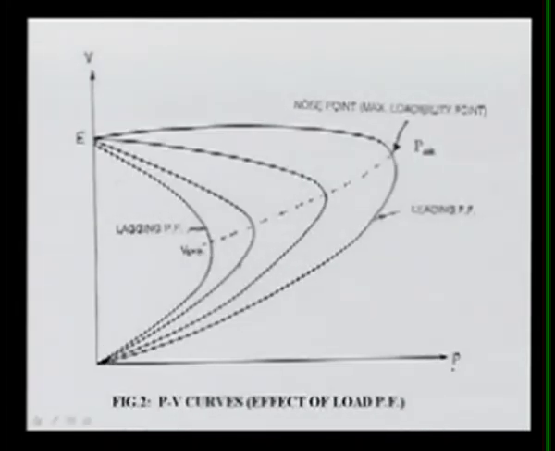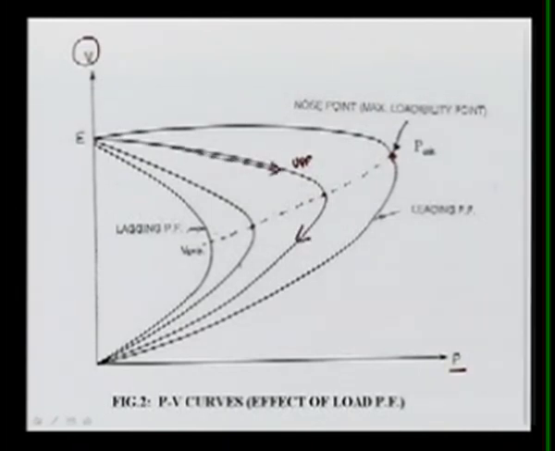That is, if your x axis is P and your y axis is the voltage magnitude at the load bus, then we get this curve, which is called the PV curve. This tip here is called the nose point of the curve. For different power factors, the curve will be different. This is for your unity power factor, UPF.